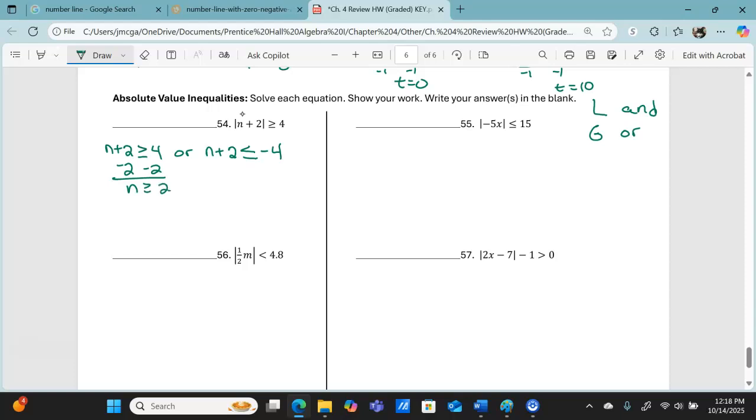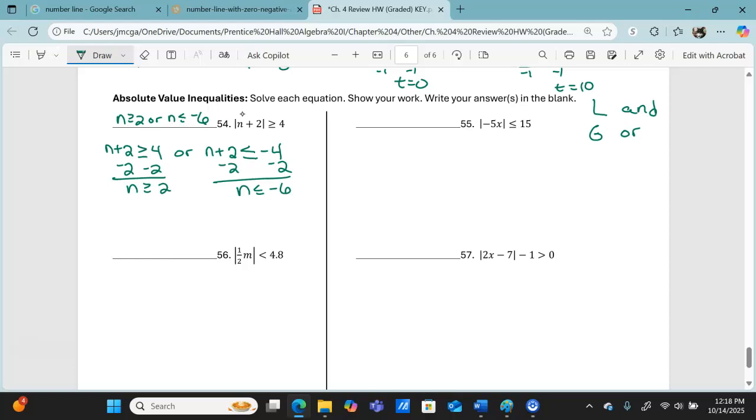N is greater than or equal to 2. Subtract 2. N is less than or equal to negative 6. So n is greater than or equal to 2, or n is less than or equal to negative 6. A less than, so I'm going to use an and.